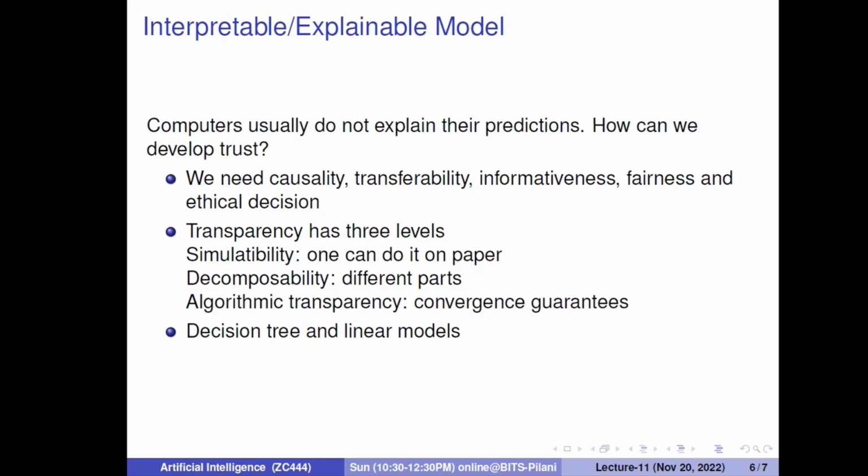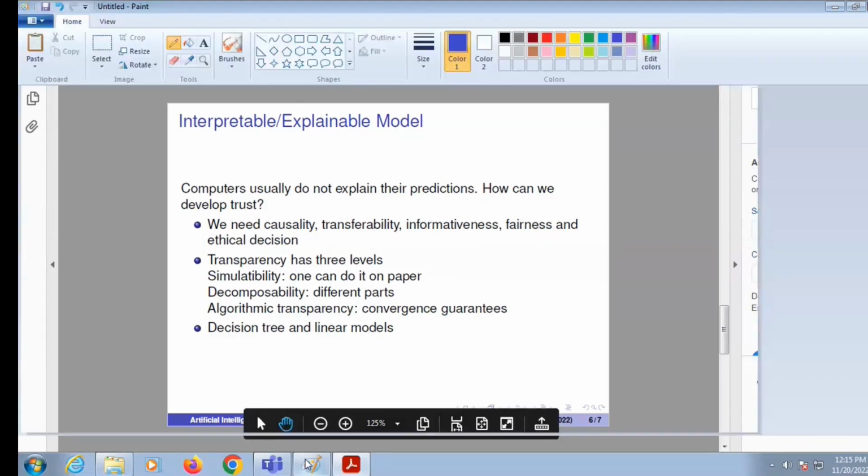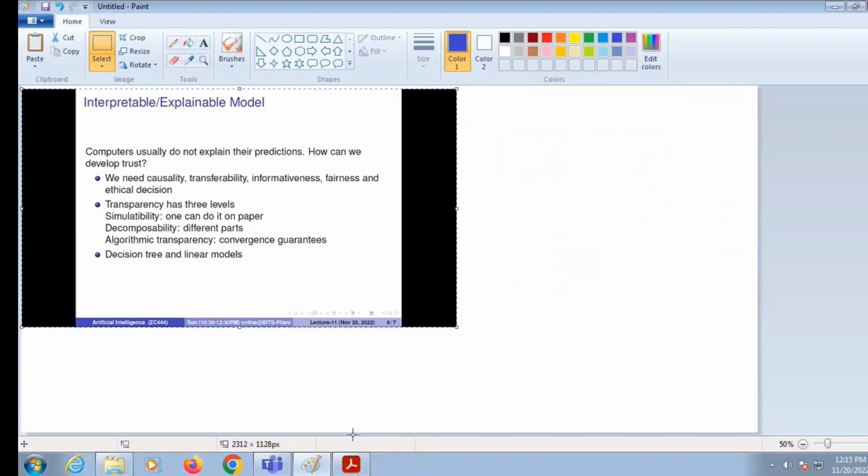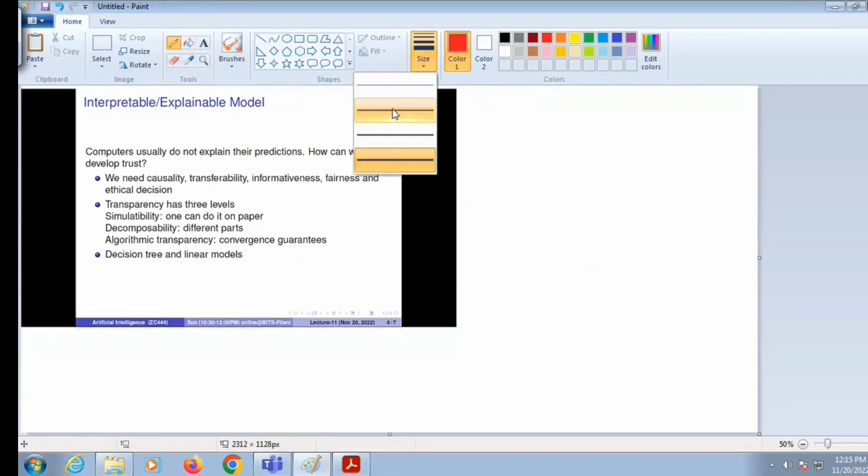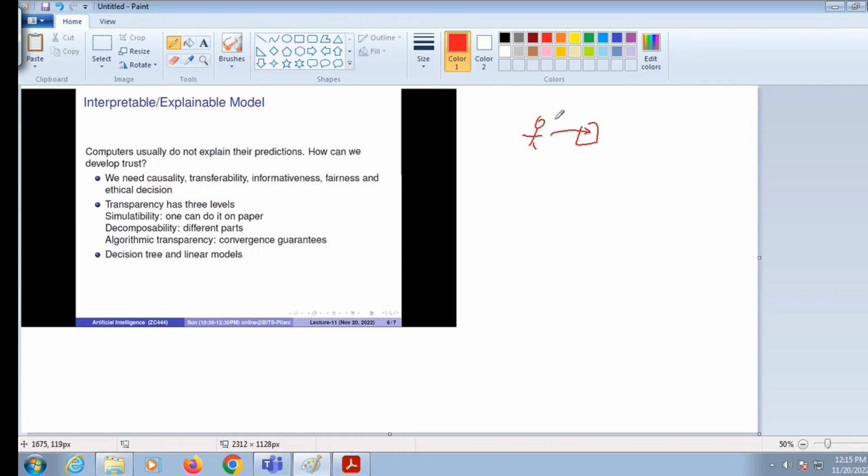Now we come to the last part, and this is not very difficult. Everybody knows that now. Let's start with an example. Let's assume there is some patient, and he goes to the computer and provides his data. The computer analyzes and tells him there is a tumor in his stomach and it needs operation.